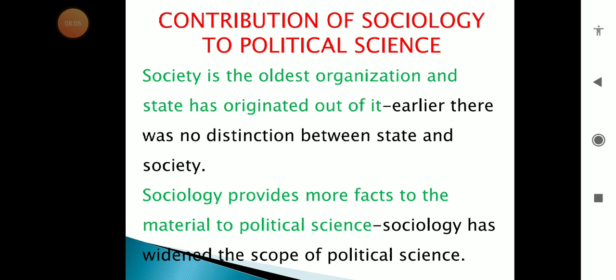Earlier, what was there? There were no such terms, for example, socialization, political culture, right? Political socialization. These were not studied. These were not the terms. Now sociology has added all this into the scope of political science, and political science has become much wider.